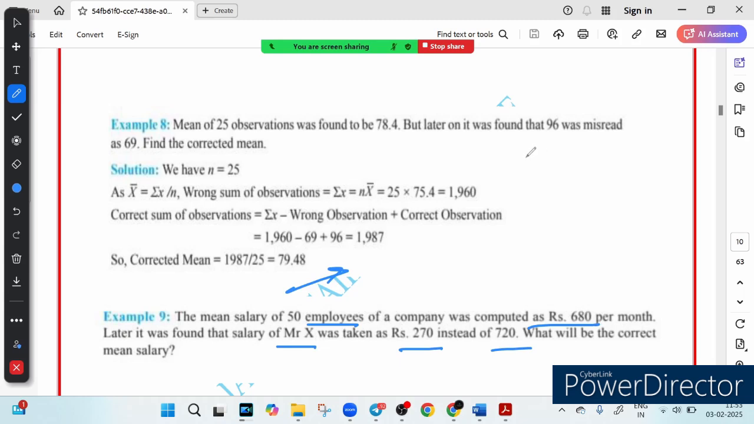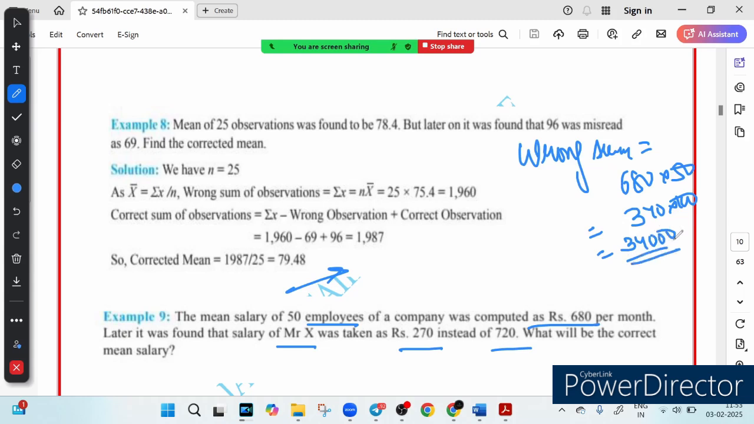So again you do the same thing. You find the wrong sum. So how to find the wrong sum? Simply multiply the mean by the number of employees. The mean of 50 employees was computed as 680, right? So just multiply 680 by 50. This will be 340 multiplied by 100, which is 34,000, isn't it? So this is the wrong sum. Now what will be the correct sum? Here we are taking the salary of one person as 270. We should have taken 720. So what is the difference? 720 minus 270, how much is it?